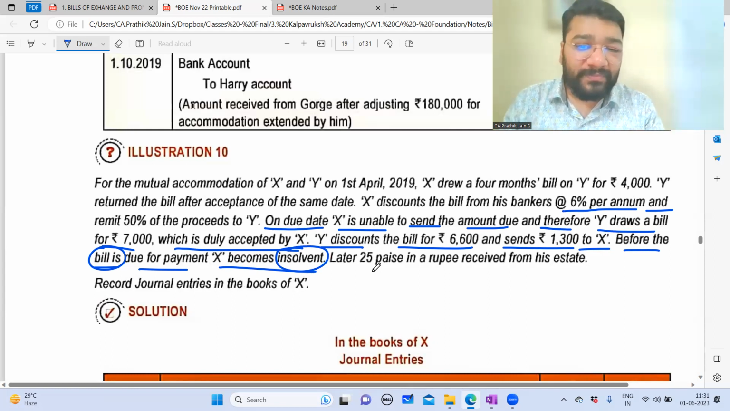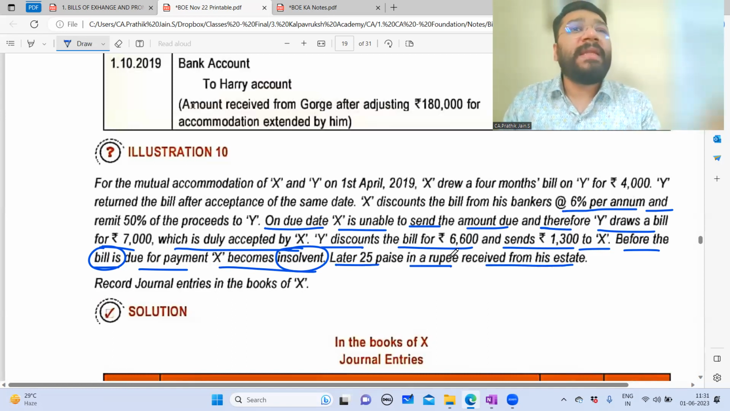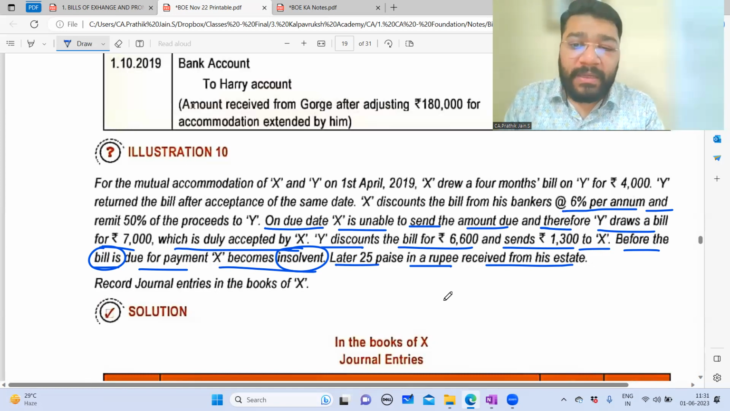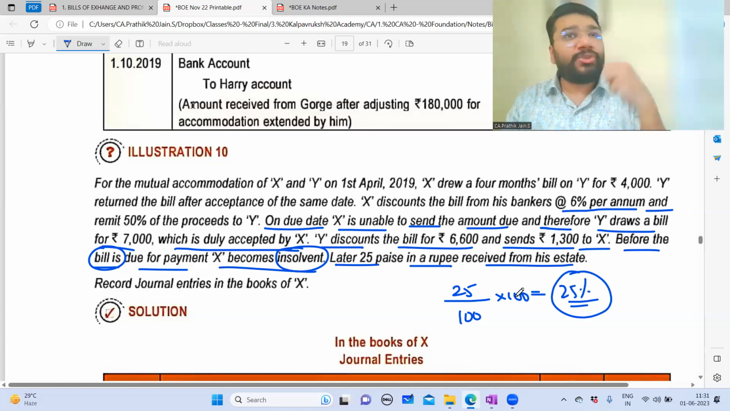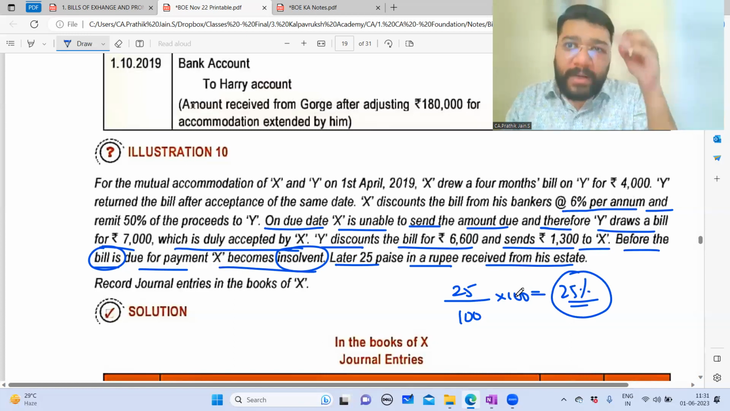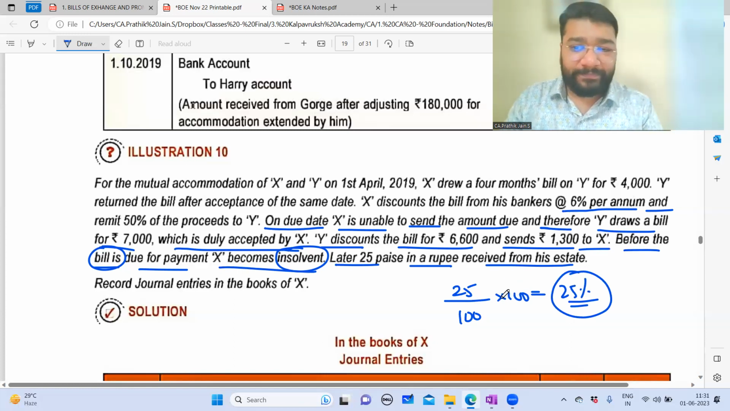No. Later, 25 paise in a rupee was received from his estate. In a rupee, how many paise are there? Sir, in a rupee, 100 paise are there. In this 100 paise, how much is recoverable? 25. So 25 out of 100. If I multiply with 100, how much percentage of money is recoverable? So some money X has to pay me, no? From that, only 25% is receivable. The remaining 75% is a bad debt.